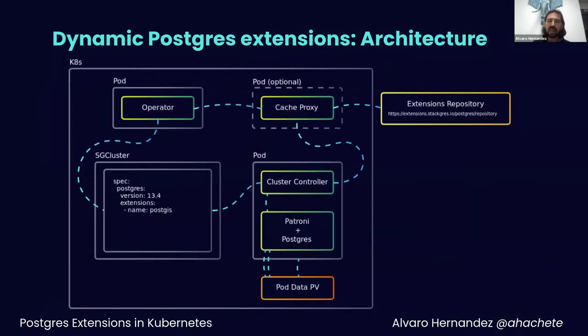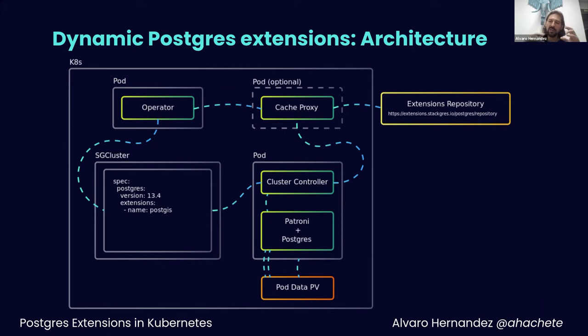So from the architectural perspective, we see here that there are two operators or two controllers: the main StackGres operator, which is the usual Postgres operator you can think of, on the top left corner of the diagram. And when the user instantiates a CRD of type SGCluster with a spec field that specifies that you want to install some extension, we're also going to see how this works, then the operator is going to perform some actions, and it's going to instantiate the pods and so forth.